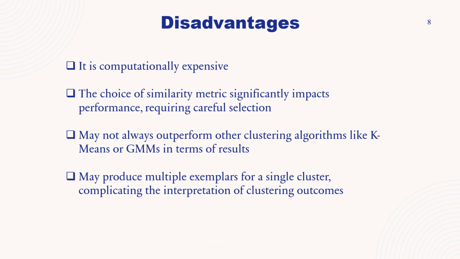Some disadvantages of this algorithm are that it is computationally expensive, and the choice of similarity metrics significantly impacts performance, hence requiring careful selection. Another disadvantage is that it may not always outperform other clustering algorithms like k-means or GMMs in terms of results. And the last disadvantage is that it may produce multiple exemplars for a single cluster, complicating the interpretation of clustering outcomes.